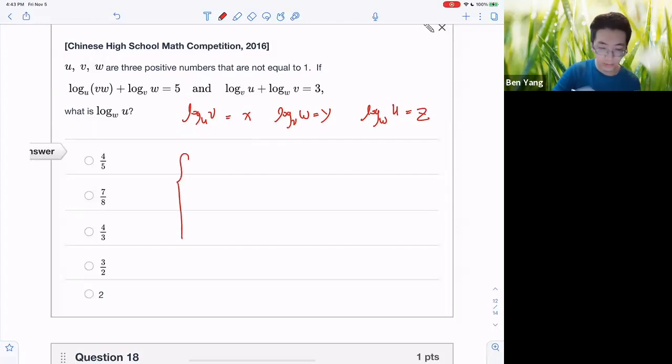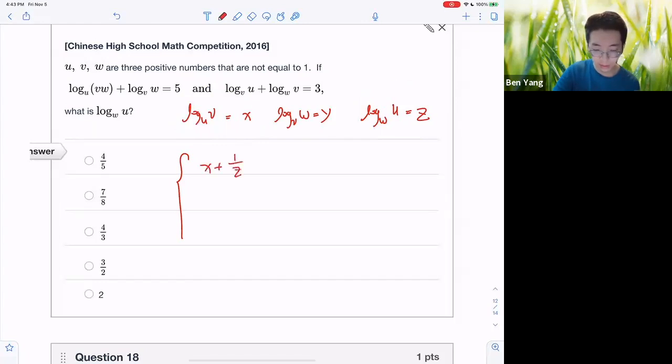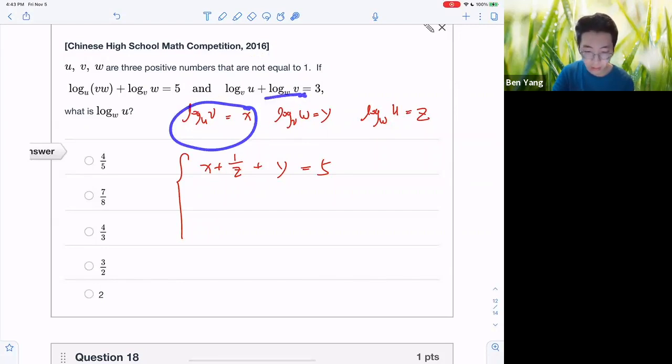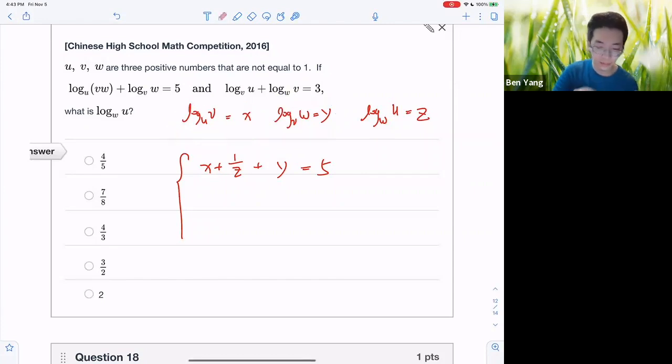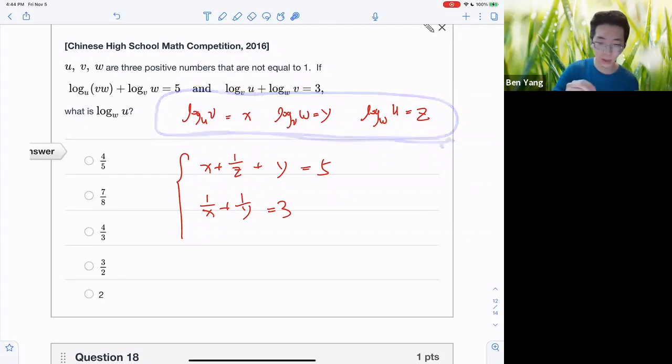So what do we have? Log U of V times W. So log U of V is here. Log U of W is 1 over Z. So it's like X plus 1 over Z. Log V of W is right here, so just Y, equals 5. What is this? Log V of U, that's 1 over X. Log W of V, that's 1 over Y. Okay, so 1 over X plus 1 over Y equals 3. Of course, we can do the change of base, and you see the product should be 1.